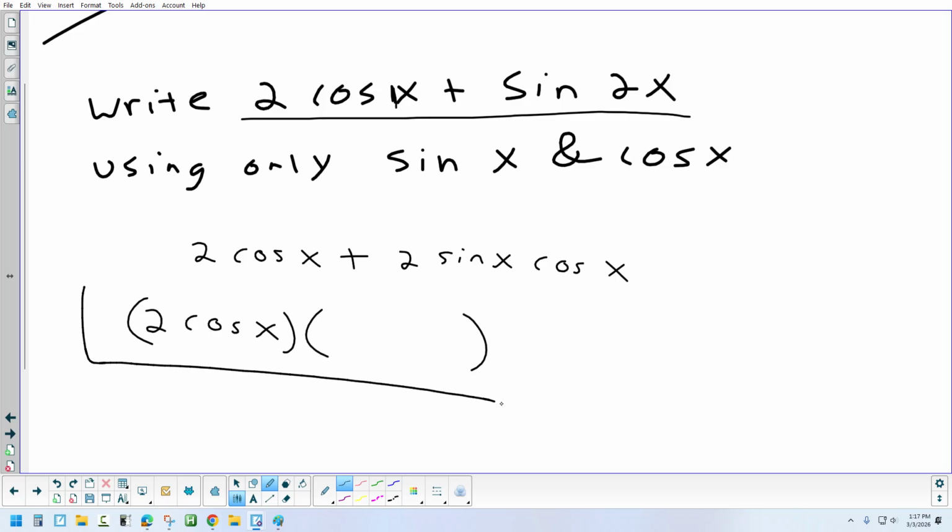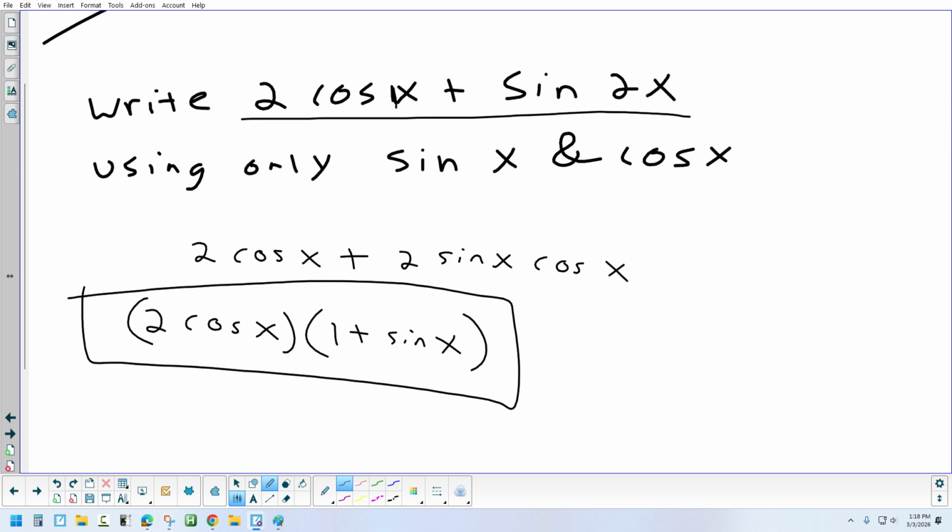If you factor out a 2 cosine, what would be left inside your parentheses? Well, we've got to have something that would be a distributive property to get back what we started with. That would give you part of it. Yep. 1 plus sine x. Because now if you distribute it back out, you get 2 cosine x and 2 cosine sine. Right. Any question on how we factored that?